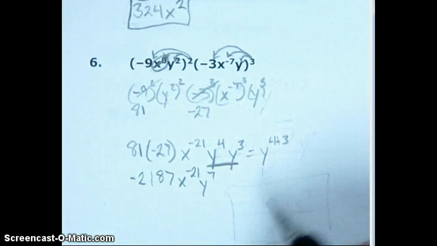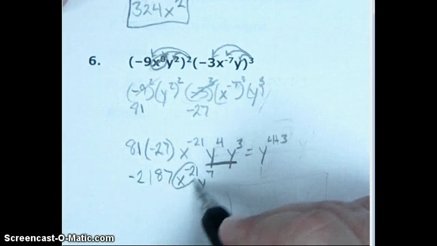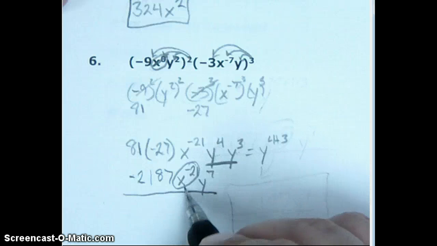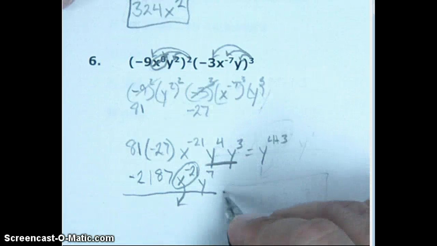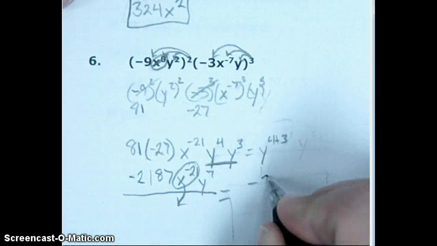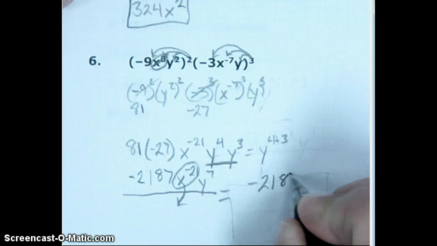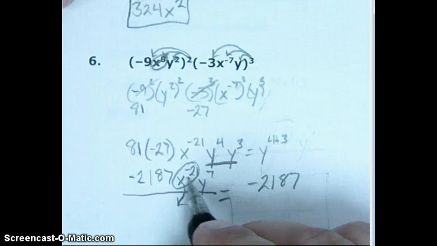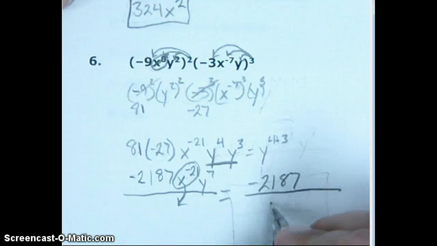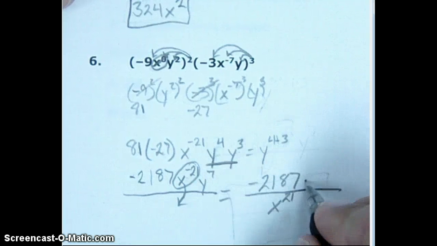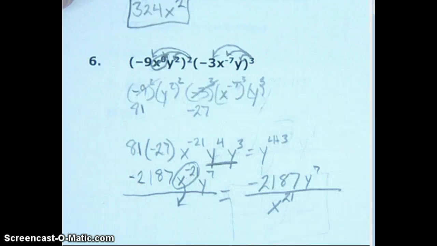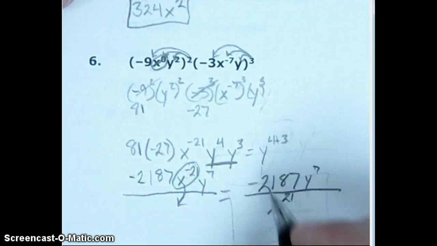Now I can simplify this negative exponent. He's bad, so let's put him in the basement. So our answer is going to end up being -2,187. That guy's going to go to the bottom, so we'll draw a fraction bar and put him on the bottom, and then y to the 7th stays up top. And that's your simplified version.